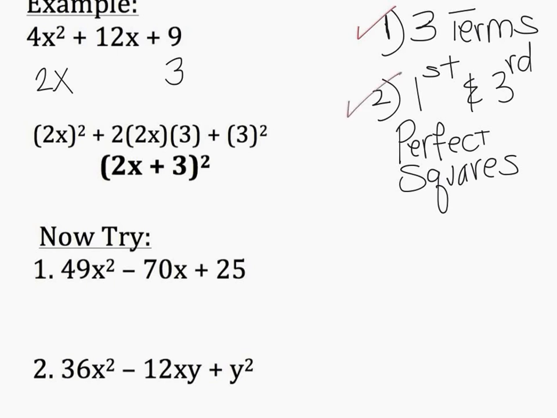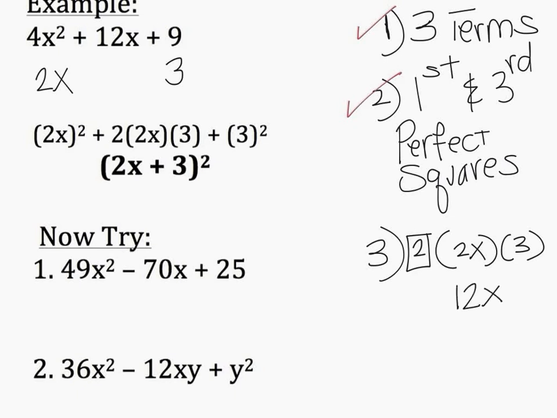Now the third thing I need to check for is, what if I multiply 2x times 3? What will I get? 2x times 3. That's a 6x. So if I multiply 2x by 3 and 2, I need to double it. So 2 times 2x times 3, that will give me 12x, which is the middle term. So all 3 rules are satisfied. Let's review what they are.